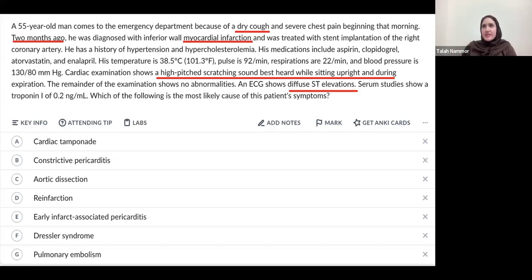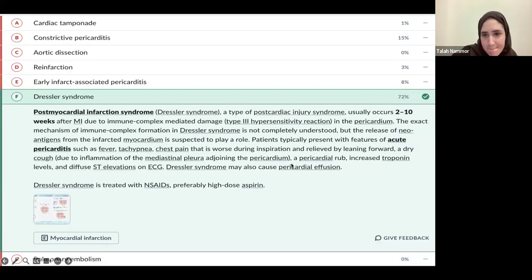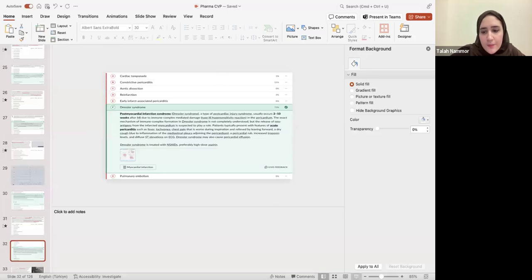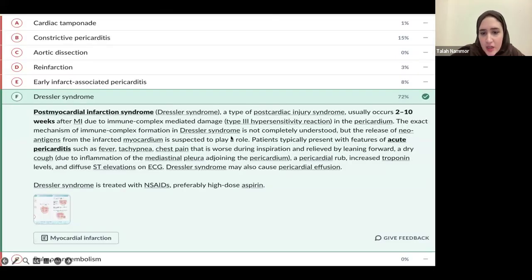Because constrictive pericarditis is kind of E or B. But it's not early, it's literally two months after. Anything that's after a period of time is going to be Dressler syndrome. We know that Dressler syndrome usually happens 2 to 10 weeks after MI, and it's been two months, so it's within that period. Do you get why, guys, it's Dressler? Yeah, because you have to look at the period of time.